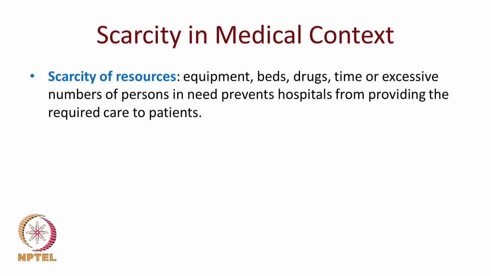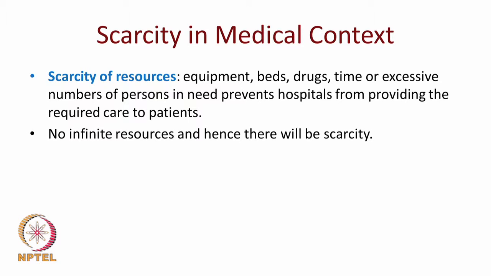Then again, scarcity of drugs, time or excessive number of persons in need prevents hospitals from providing the required care. Scarcity is a universal problem. In a country like India, which is a developing country, certain resources are limited, finite. Say for example, number of beds may be a problem here, which may not be a problem in, say for example, Sweden or Norway, which are highly developed countries, and their health systems are also highly developed. But at the same time, that does not mean that every resource is available in plenty in those countries. There are certain resources which are scarce in every country, because there is in general a scarcity of resources, particularly certain resources.